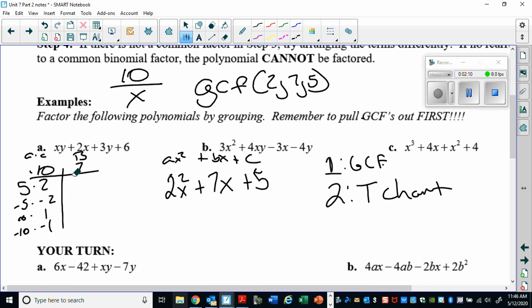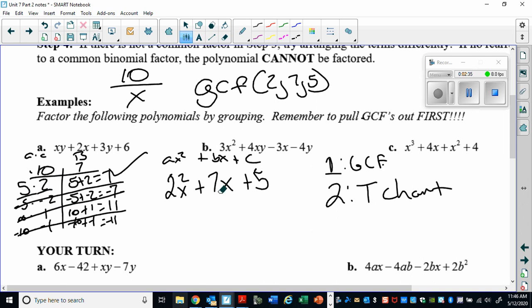5 times 2 is 10. 5 plus 2 equals 7, so that works. Let's see why these don't work. Negative 5 plus a negative 2 equals a negative 7. That doesn't work. 10 plus 1 equals 11. That doesn't work. And then negative 10 plus negative 1 equals negative 11. That doesn't work. So now we have our two factors, 5 and 2.